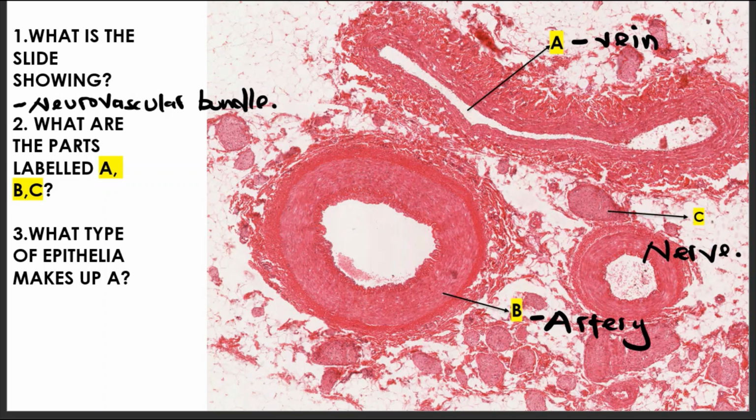What type of epithelium makes up A? So inside it is the endothelium. It is simple squamous epithelia. The simple squamous epithelia is what lines the vein.